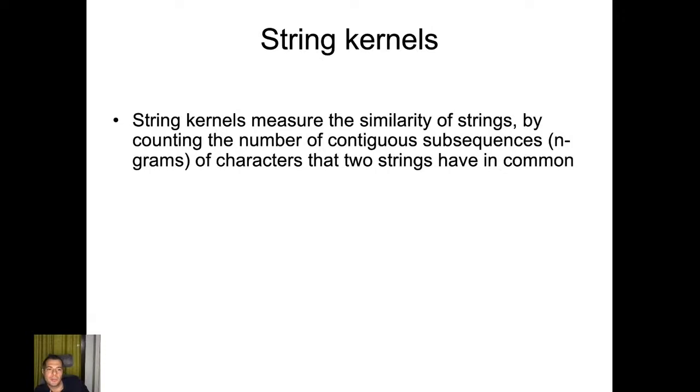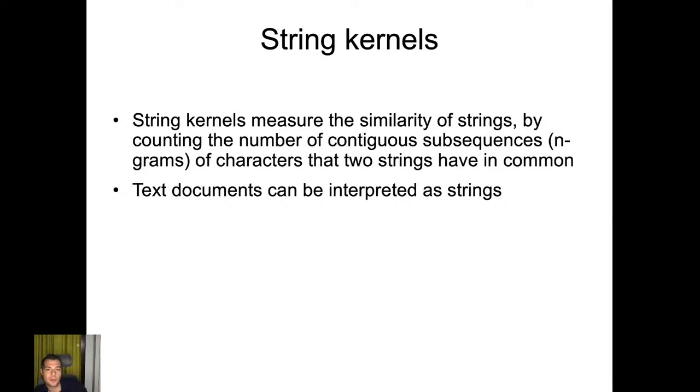Okay, so essentially string kernels are a measure of similarity between strings, and they are essentially based on counting the number of what we call n-grams, or continuous subsequences of characters that two strings have in common. So the two strings are the strings for which we compute the similarity.